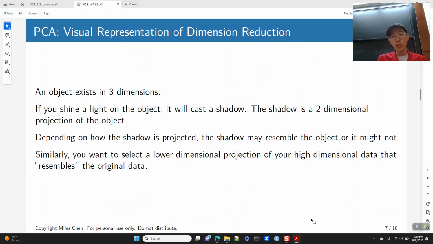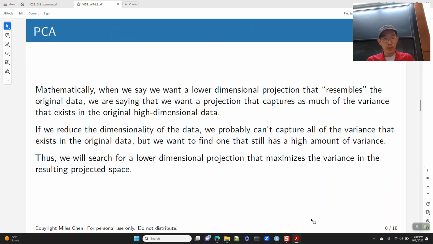We're looking for a rotation of our data so that the lower dimensional shadow that it casts resembles the original structure of the data as closely as possible. And so when we say we want a lower dimensional representation or a lower dimensional projection that resembles the original data, one way to think about this is to say we want a projection that captures as much of the variance in the original data.